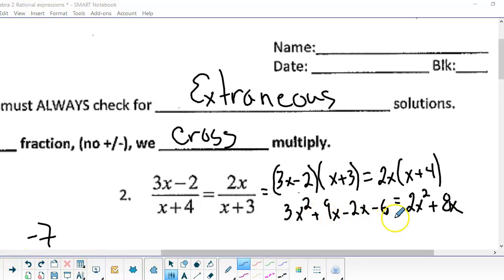Now I need to simplify this side, and we're going to take everything from the right side and move it over to the left side. So let's move the 2x squared over. We subtract it from 3x squared. That just leaves me with x squared. And now 9x minus 2x is 7x. Now minus 8x comes over, so that's minus x. And then I'm left with negative 6 equals 0.